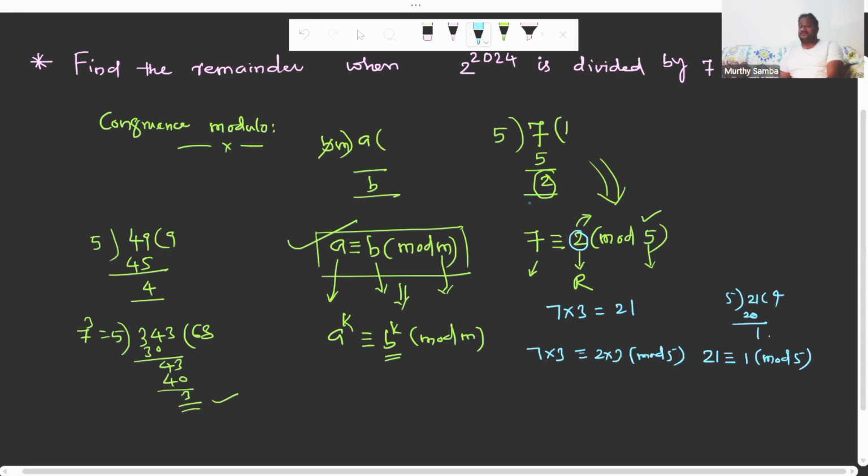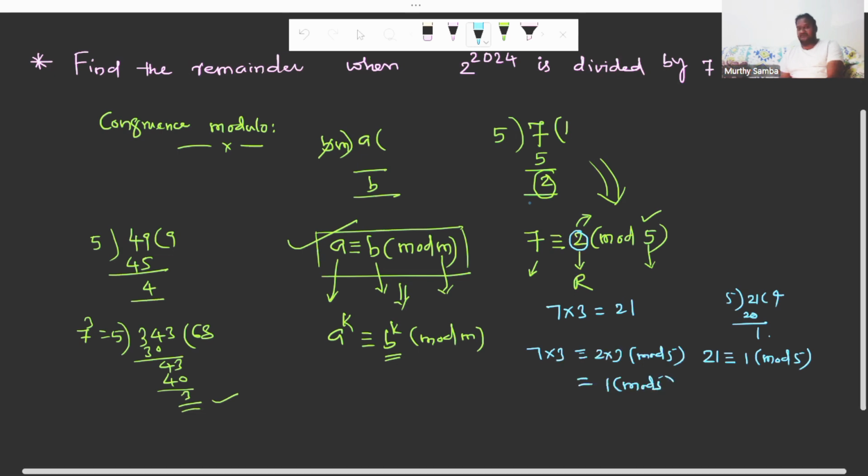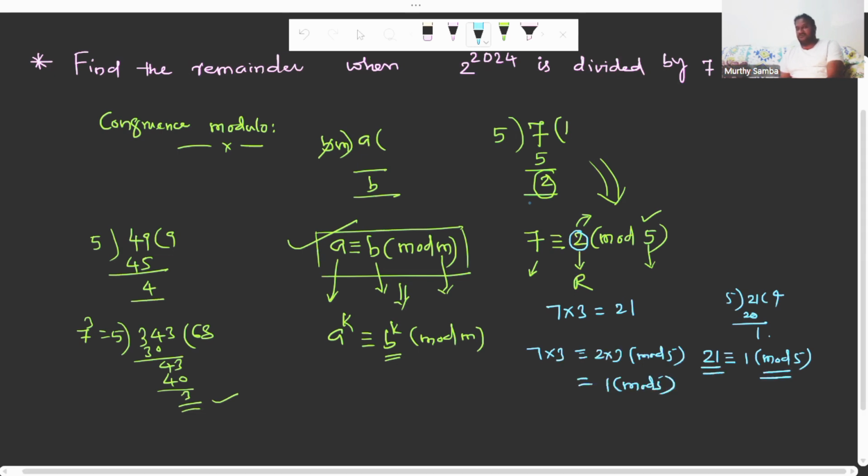because 2 into 3 is equal to 6. But 6 is more than 5, and when that 6 is divided by 5, you get the remainder 1 only. So 1 modulo 5. You understand? 21 is congruent to 1 modulo 5.